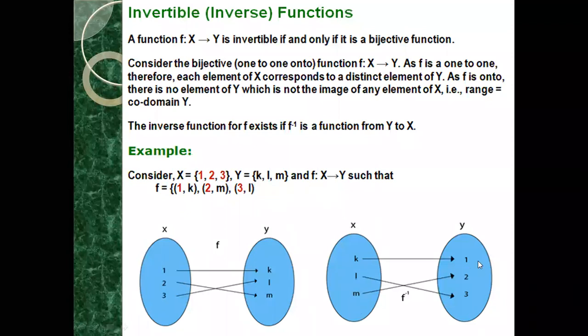So k maps to 1, l maps to 3, m maps to 2. This is the representation for the inverse function. Okay, so f maps x to y, and the inverse function of f is f inverse, which is equal to y to x. Okay, thank you.